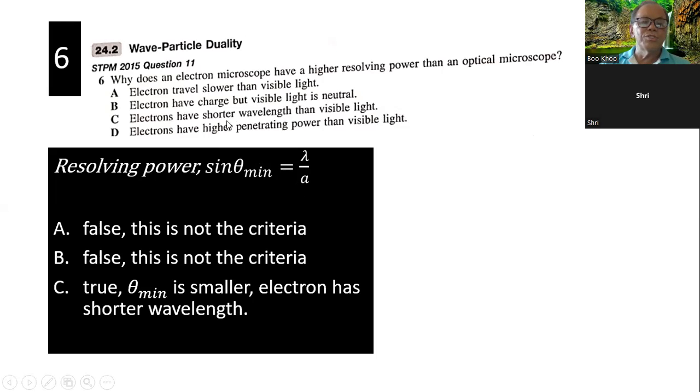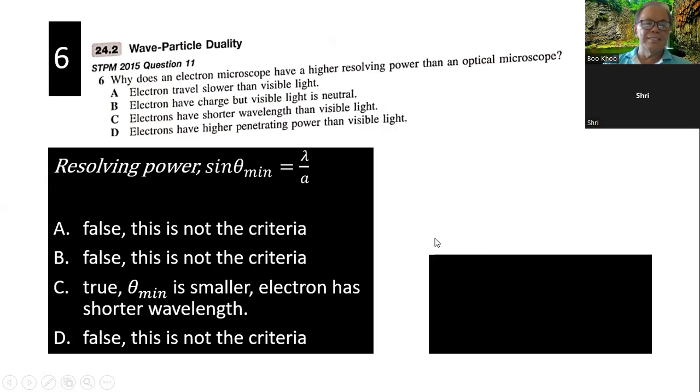This one is true. Shorter wavelength, this one is smaller. Higher penetrating power doesn't come into resolving power. Penetrating power depends on energy. Right? So false. That's not the criteria we're looking for. The answer is C. Okay.